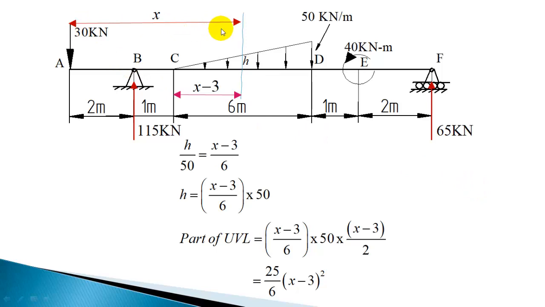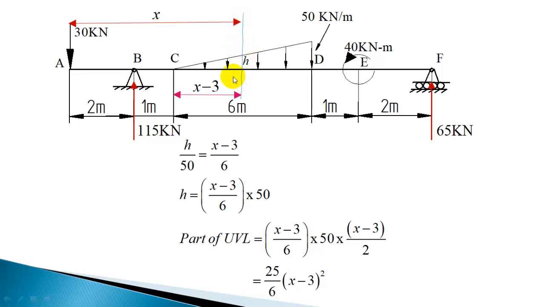So I have taken a section at a distance x from the left end, and this x value goes from 3 to 9 meter. It can be anywhere between 3 and 9. 3 means at C and 9 means at D. So x value can vary from 3 to 9. Our intention is to find out the distance at which the shear force is coming to 0, so you have to write down the shear force equation for this section.